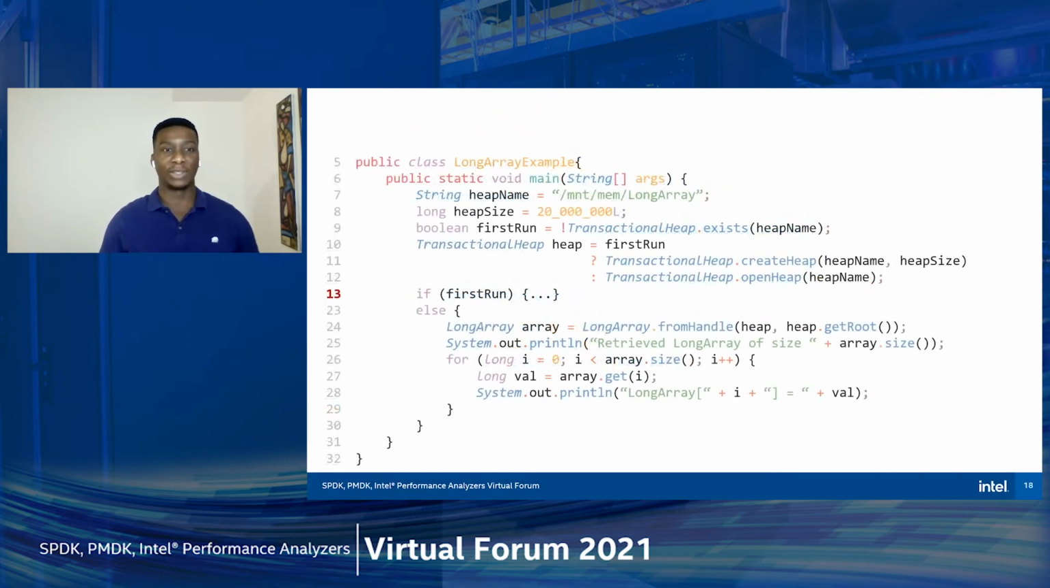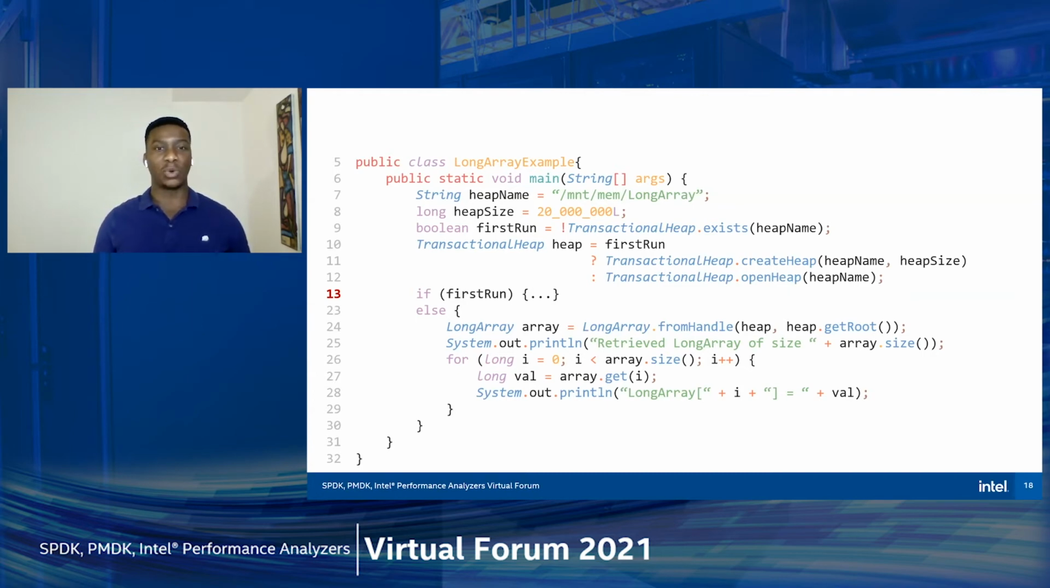Okay, so now lines 23 and 24 and so on. This is where we re-access our long array. Again, we remember the factory method fromHandle on the long array, and we supply a heap and a handle. The handle is what we stored in the root using heap.setRoot, if you remember. So we just call the heap.getRoot method to get the handle of the long array that we just created.